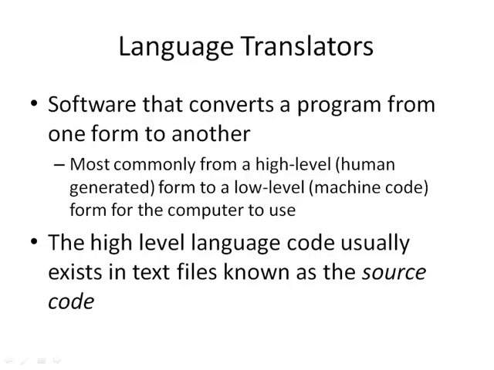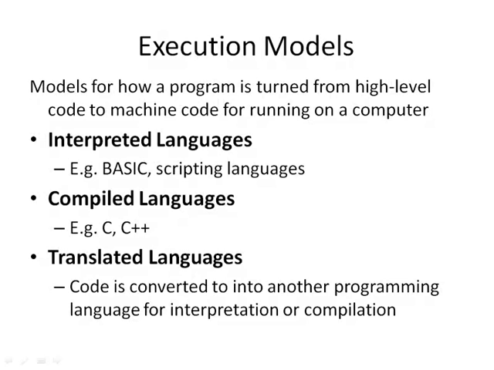The high-level language code usually exists in text files known as the source code. So the translator converts source code into machine code ready to run on the computer. There's a number of different execution models that programs can use as well.